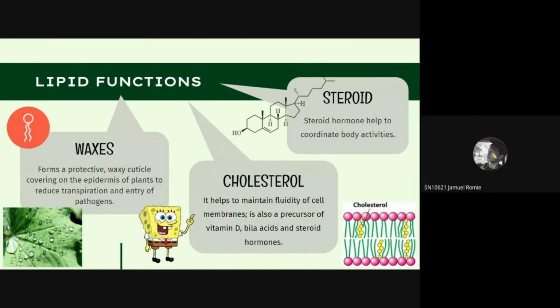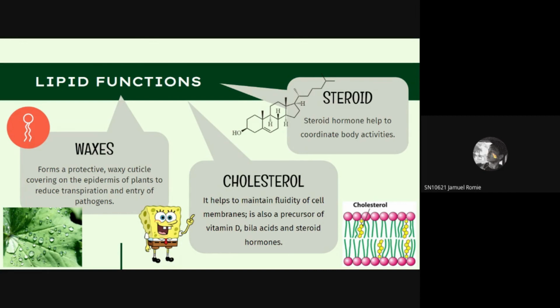Next is steroids. Steroids are produced naturally in the body. Examples include cholesterol and the sex hormones, which are testosterone, progesterone, and estrogen, as explained by Jennifer just now. Steroid hormones help to coordinate body activities. Cholesterol is an important component of cell membranes. It helps to maintain the fluidity of cell membranes. It is also a precursor of vitamin D, bile acids, and steroid hormones.